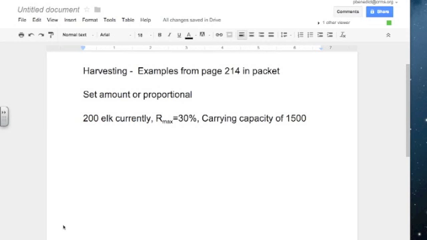Anyway, that's called harvesting, and you can harvest either by a set amount or a proportion of the population.